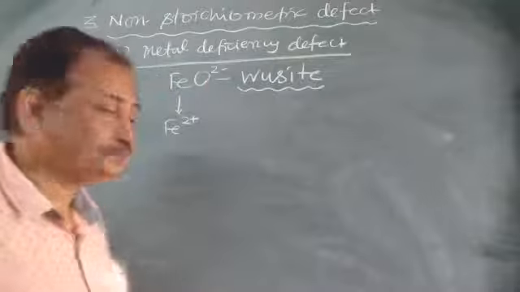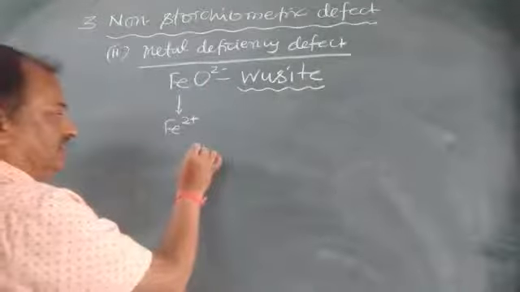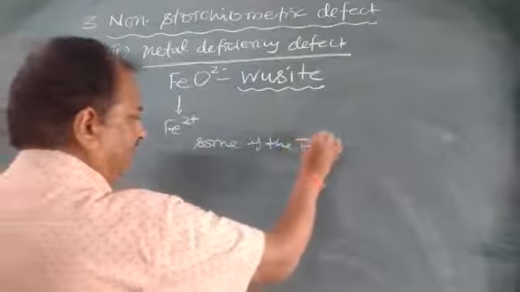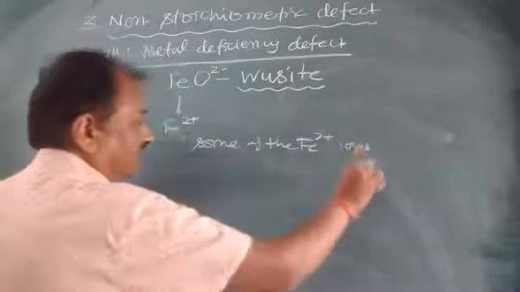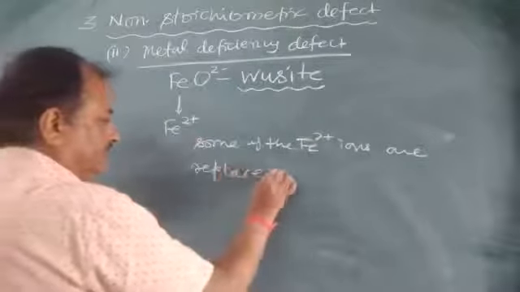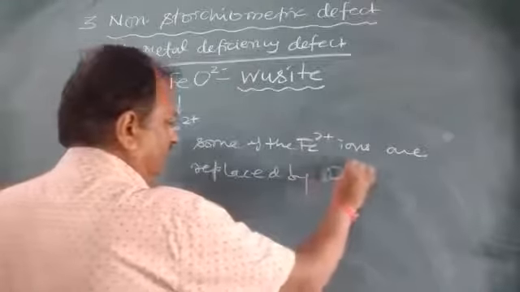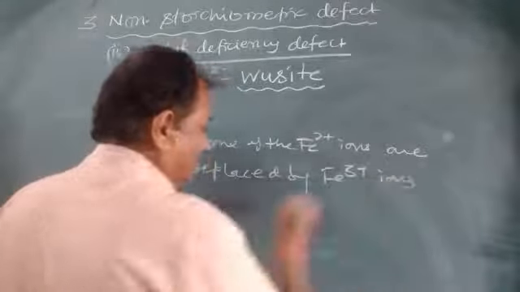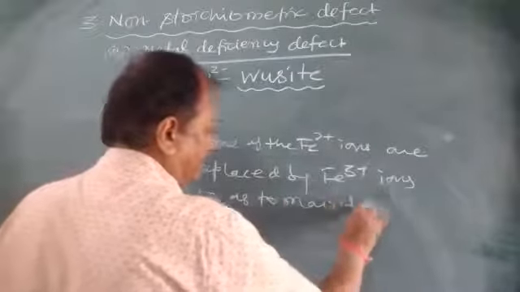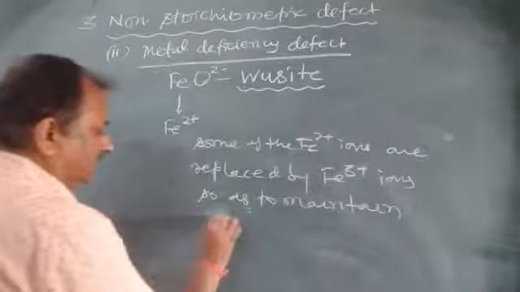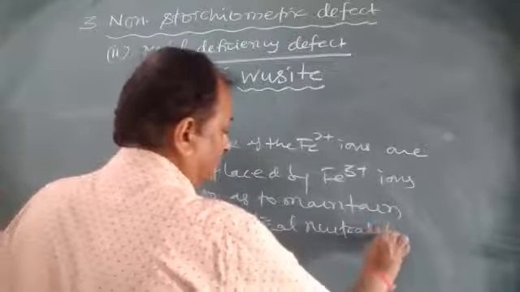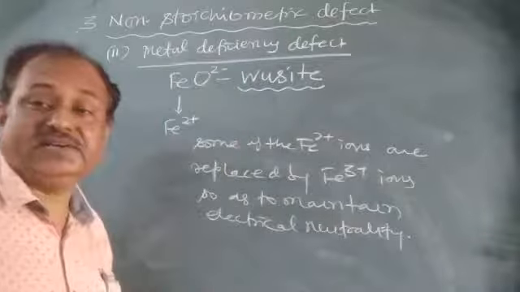But again here, some of the Fe2+ ions are replaced by Fe3+ ions so as to maintain electrical neutrality. Electrical neutrality is maintained.